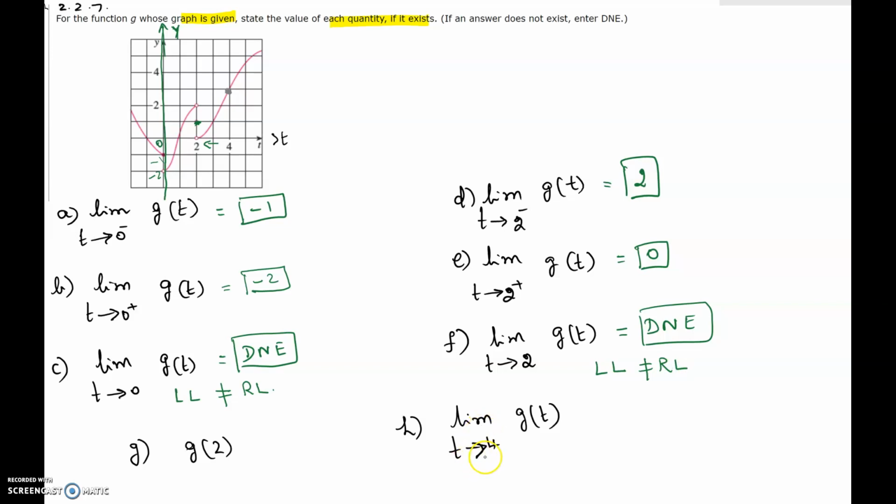The last part is limit as t approaching 4 of g of t. So in this case, you have to consider either side of 4 because it doesn't say which side it is from. So it is asking just limit as t approaching 4. So you have to consider what happens when t approaches 4 from the left side of 4, which is equal to 3 from the graph. On the right side of 4, also it is equal to 3. So this is equal to 3. So the reason that you would give is the left limit is equal to the right limit, both are equal to 3.